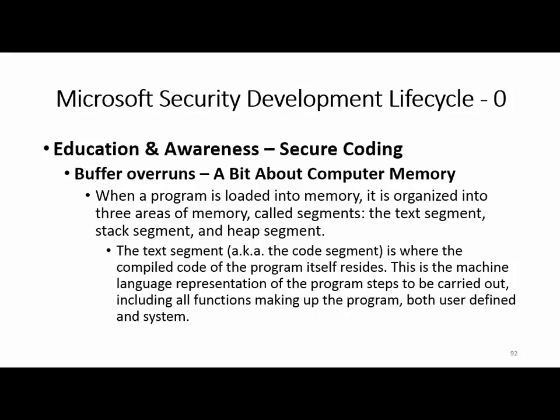Now they talk about the 3 areas of memory right here. The first, as you can see, is the text segment, also known as the code segment. That's where the compiled code of the program will be. It's the machine language representation of the program. So in other words, it's the zeros and ones that the program needs in order to be able to do what it has to do.